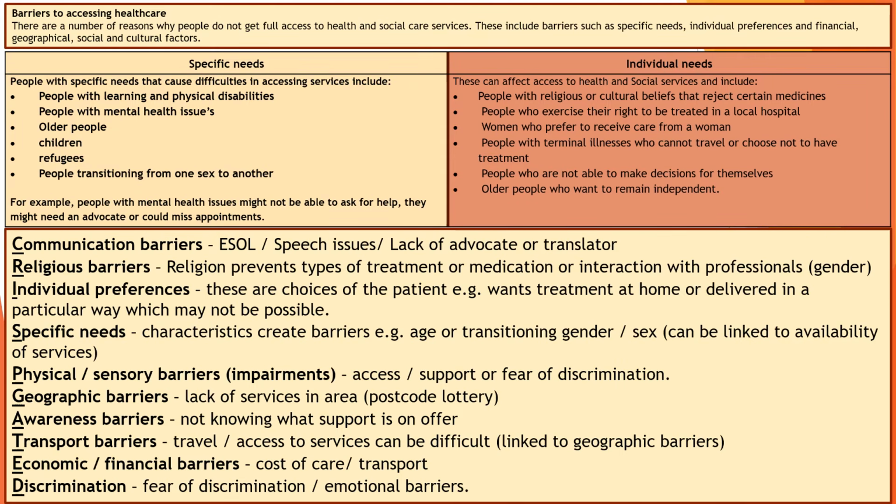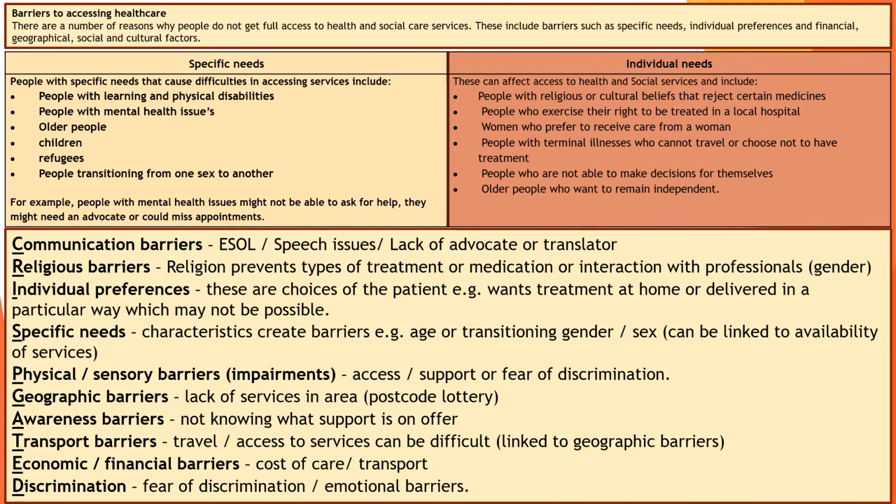Religious barriers might be, as we mentioned, with individual needs, the religion you hold preventing medication or interaction with a professional as a result of their gender. Individual preferences, again, you want to be treated at home, or you want to have a type of care that isn't easily deliverable, and that can prevent and create delays in accessing care. Specific needs, again, the person's age, gender transitioning. It could be things like a single parent having difficulty getting access to care because they have children and have no one to look after them.